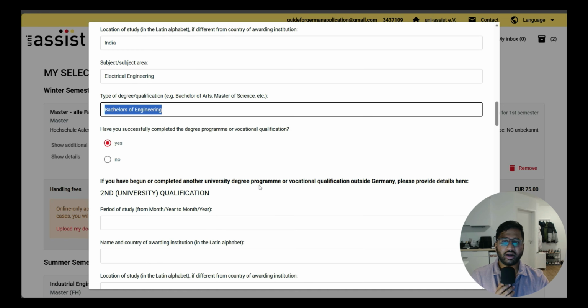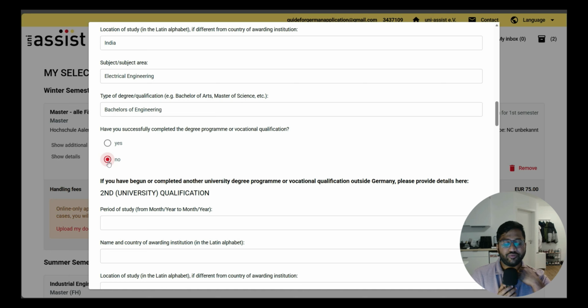Have you successfully completed? Yes. If you have not, you can click on no. If you're still pursuing, say you're in the 7th or 8th semester, then you can click on no. But in the degree certificate or upload document section, you need to give a prognosis certificate, which is a certificate where your professor or your HOD says that yes, he will be studying in the 8th semester this semester, and he intends to finish his examination before joining your college in June, for example. So that prognosis certificate should be there. Please make sure you get a certificate like that.